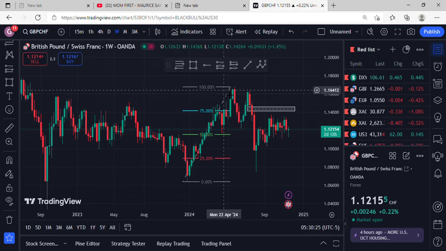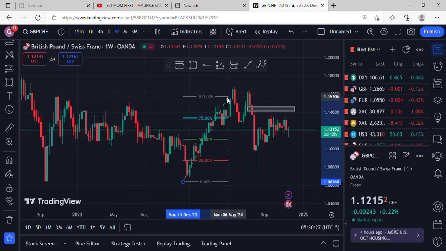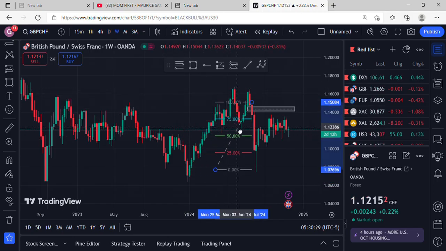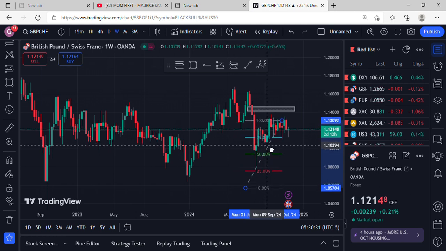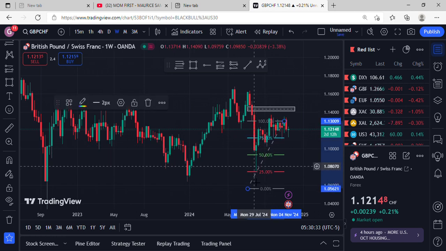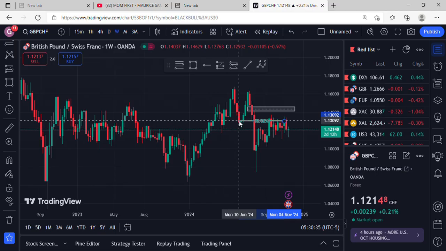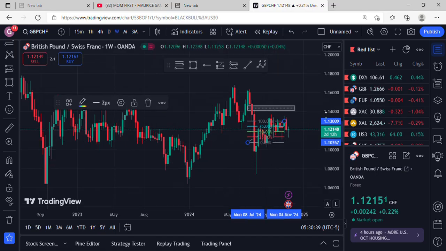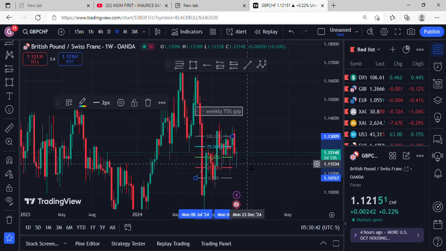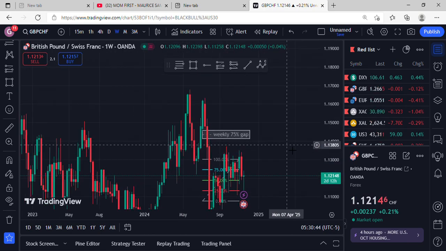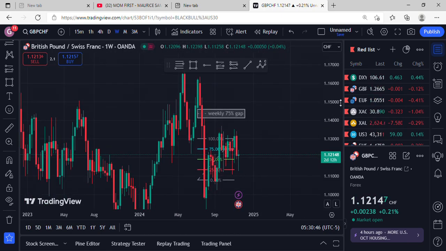And so what I will do is mark out the high and the low of that gap, and then see how price is currently navigating through that gap. Okay, let me bring that into the center, focus on that.